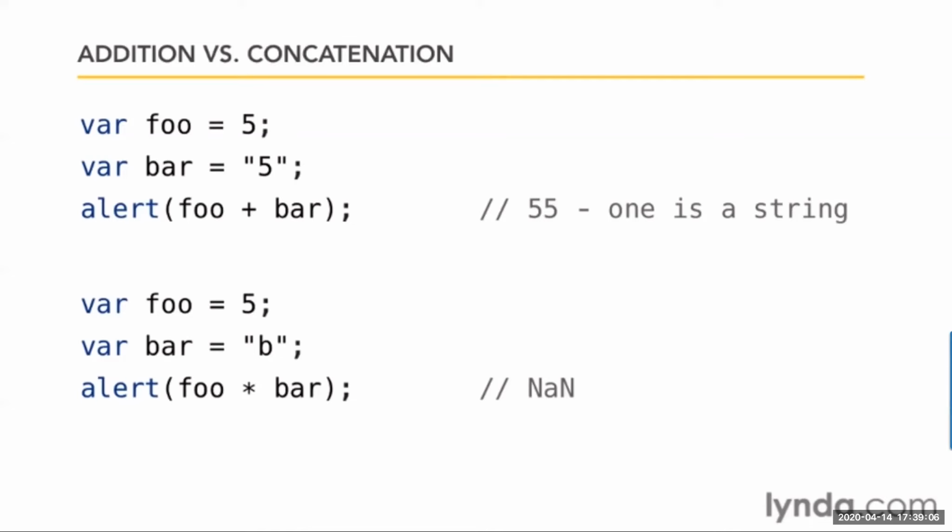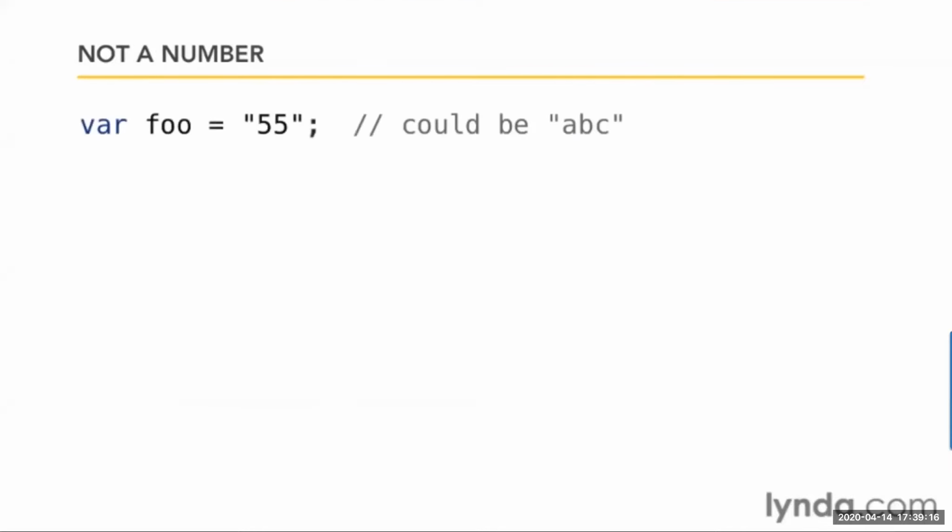It's something that it understands, and this can come in very useful for us because sometimes we have variables that we want to be a number but aren't. Let's say, for example, we've got a variable equal to the string 55. So it could be numeric, but it could be ABC. It could be an exclamation mark. Perhaps we're asking somebody to type in a value into a prompt box. We hope it's a number, but it might not be.